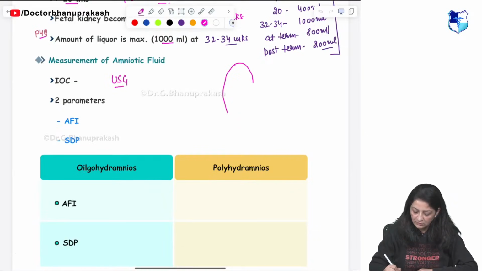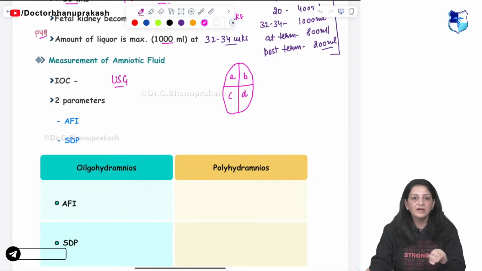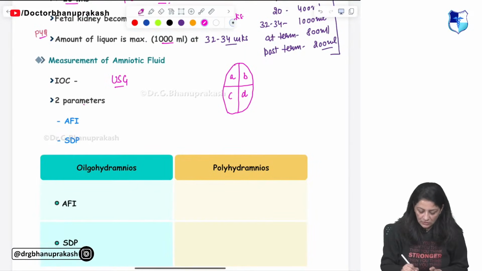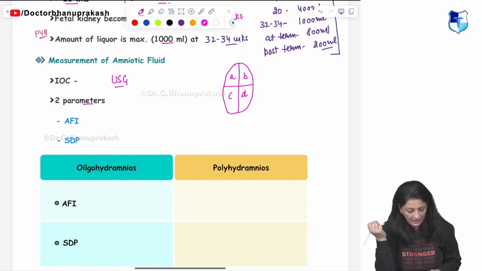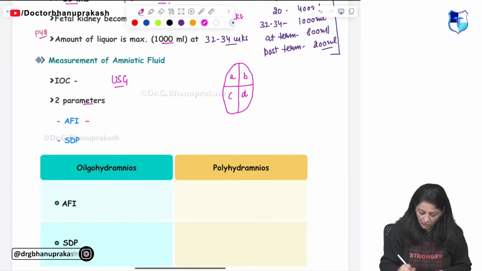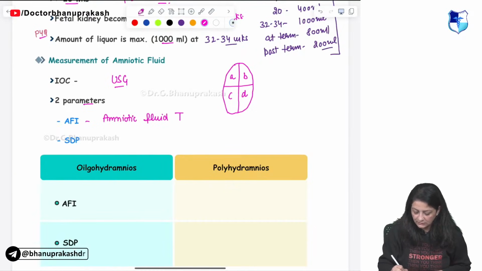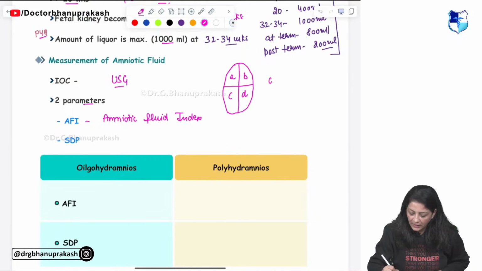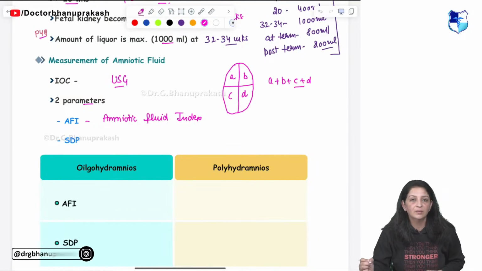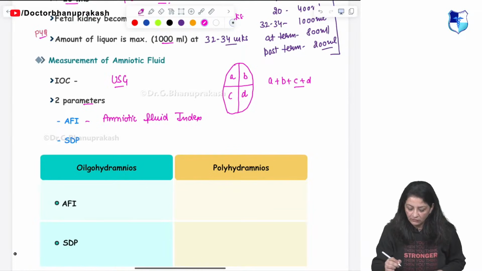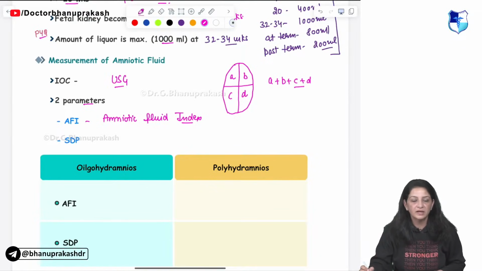Suppose this is the abdomen. Divide this into 4 parts, A, B, C, D. Now we have to measure the largest deep pocket. The abdomen is divided into 4 quadrants. So there are 2 parameters, AFI and SDP. AFI means amniotic fluid index. We add A plus B plus C plus D, the largest vertical pocket of amniotic fluid, then we get the amniotic fluid index.